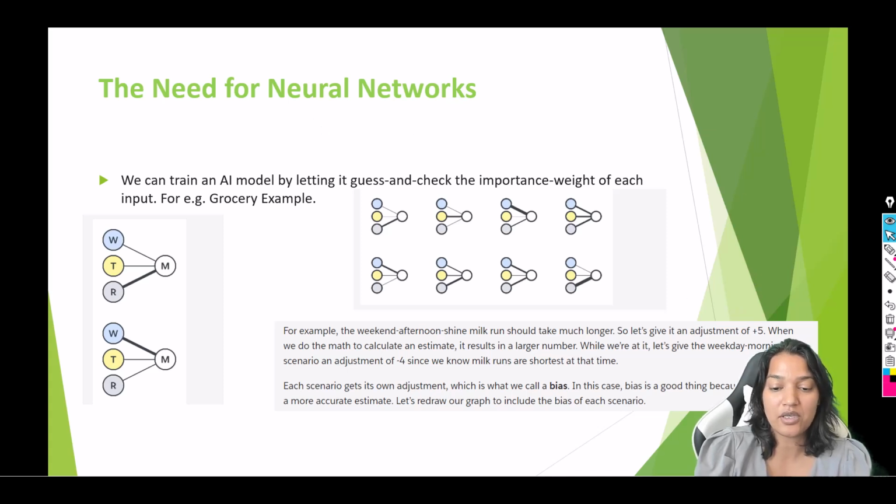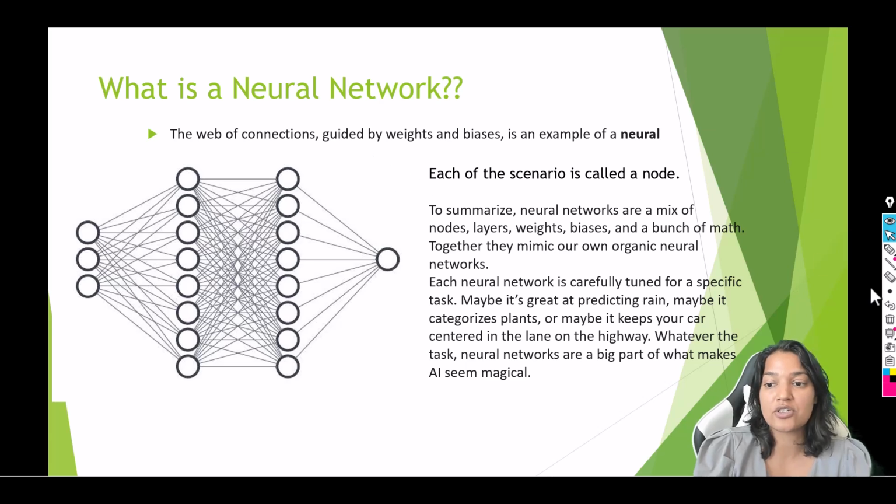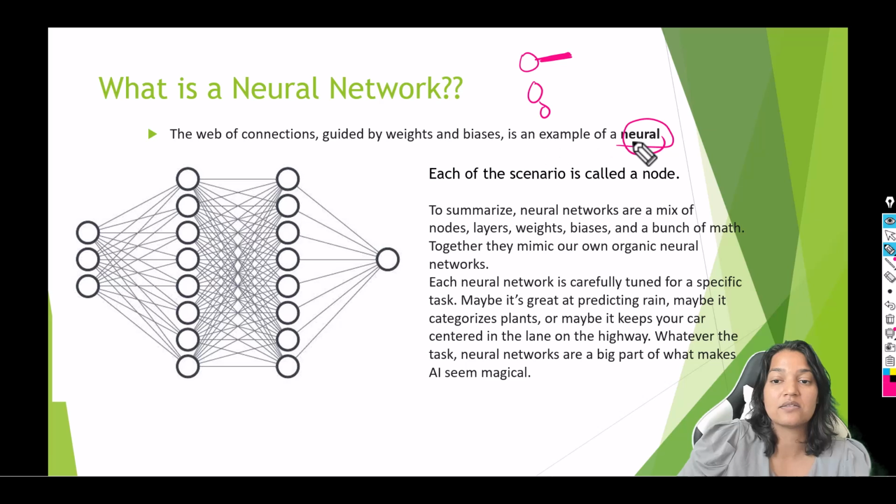Now the next thing is the web of connections guided by weights and biases, which is an example of a neural network. We are forming these different nodes, right? Nodes are nothing but scenarios. Each of the scenarios that we discussed is called a node. What day of the week is it? Is it raining? Is it a weekend? How much time is it going to take? If it's a weekend, what time are you going for the milk run? If it is raining at that time, how's the traffic condition? Is there an accident? So these are different scenarios.